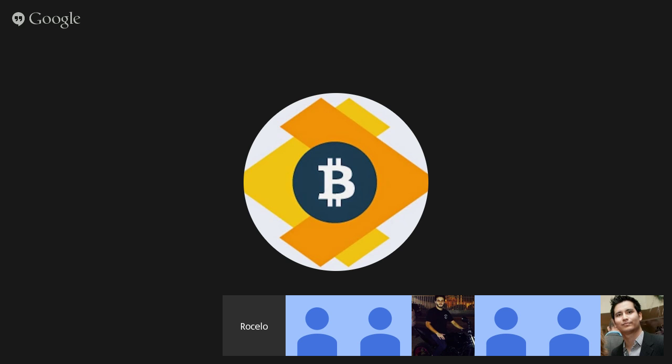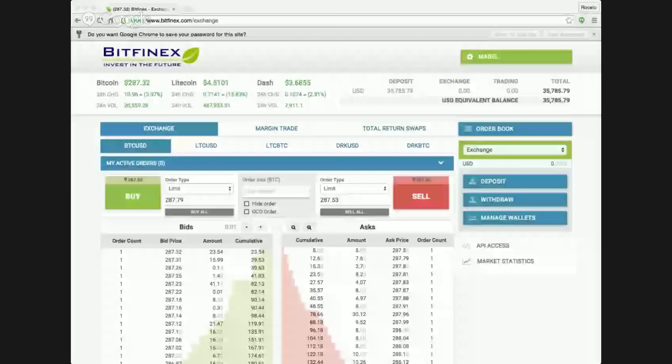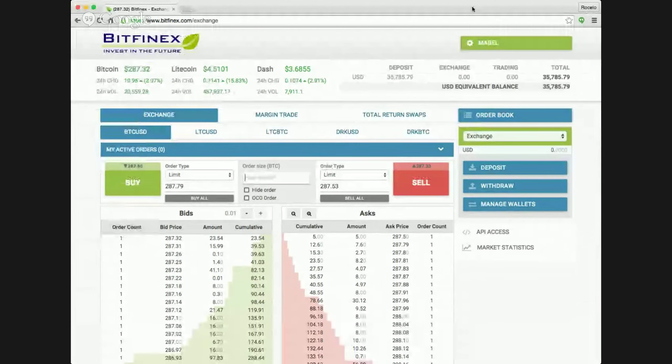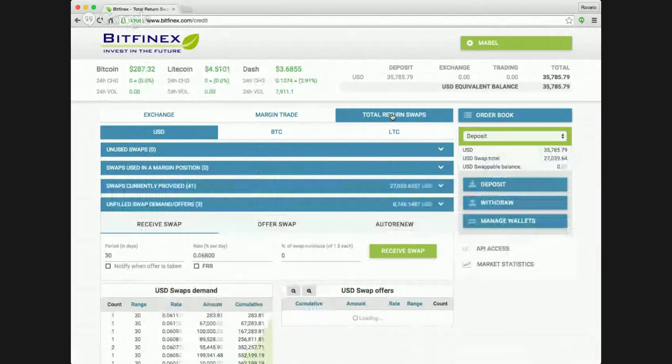Here we go. Okay, here we go. We're back to that account that we can have access to. Like I said, here's how it works.